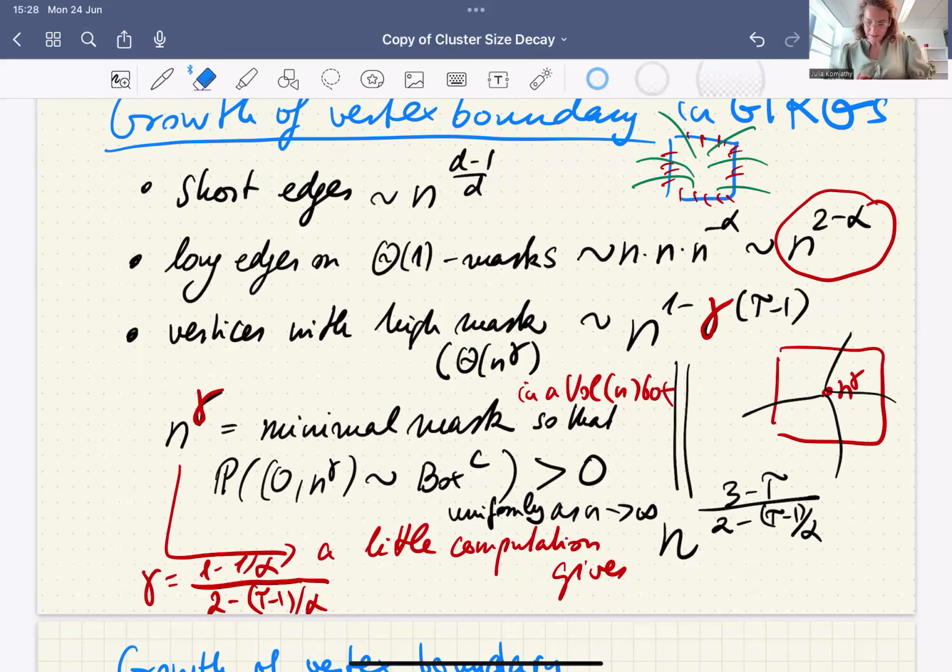So you can compute that then in one box, the volume of the box is n, that gives you n to the one, and then this minus gamma times tau minus one is the probability that the vertex has mark larger than n to the gamma. So this is the number of vertices with mark above this specific gamma. And if you plug in now this gamma, you get a new exponent, which I'm going to call zeta. It's 3 minus tau over 2 minus tau minus 1 over alpha. Doesn't really matter what it is. Maybe what is noteworthy is that it depends both on tau, the mark distribution, and also on alpha, the long range parameter. So somehow geometry, alpha, and marks, which is inhomogeneity, both play a role.